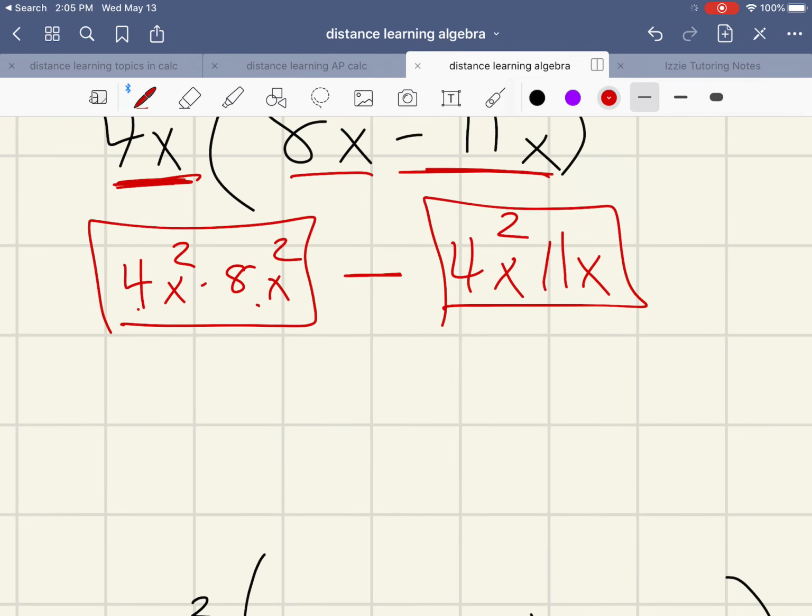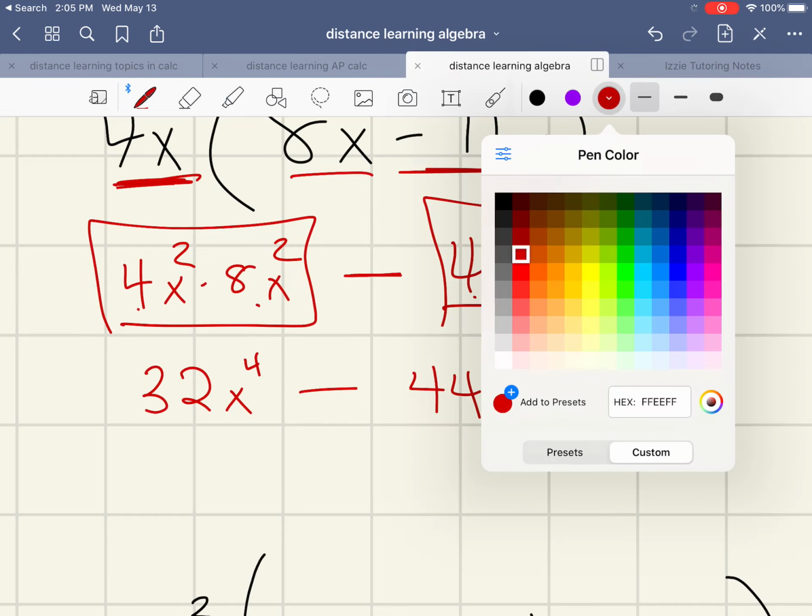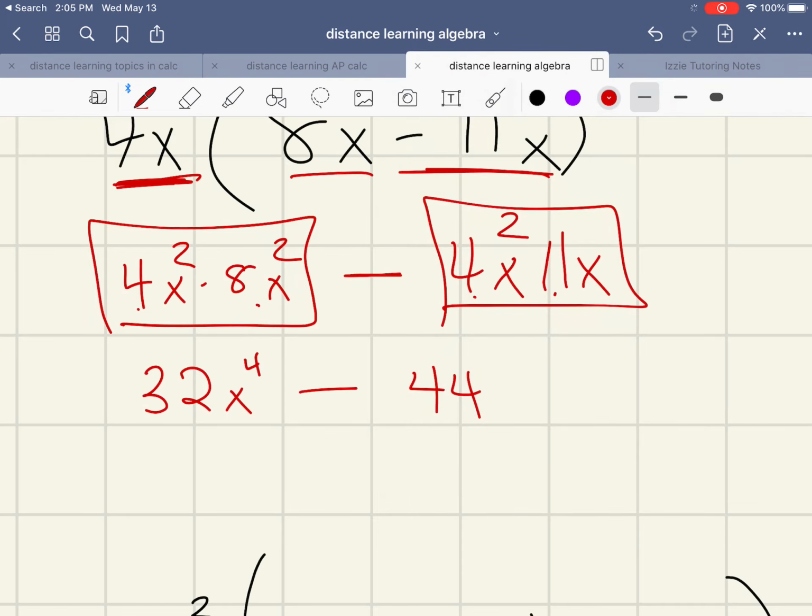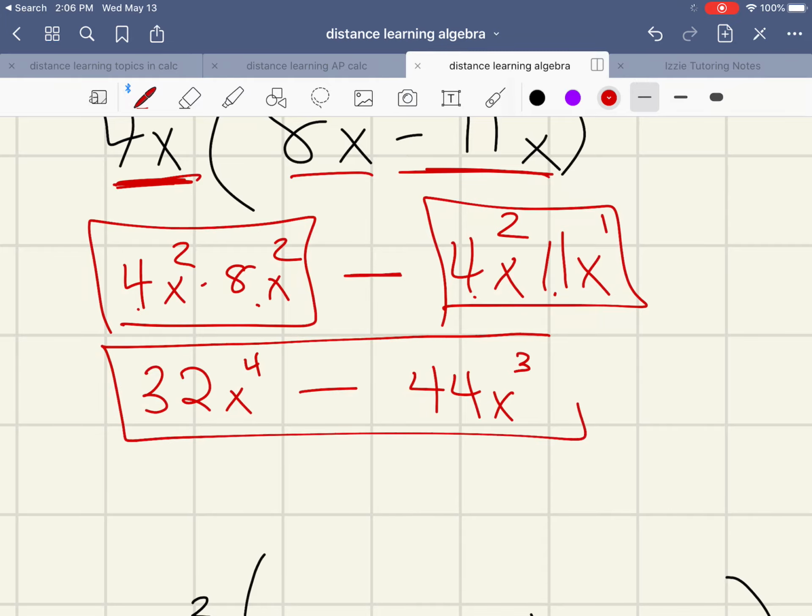So we have 4 times 8, which is 32, and if I am multiplying the same base, recall that we have to add the exponents, so x to the second times x to the second would be x to the fourth. Second piece, 4 times 11 is 44, and we have x squared times x. Recall that that's just an x to the 1, and if I add those together, I get x to the third, and I'm done. That is multiplied.